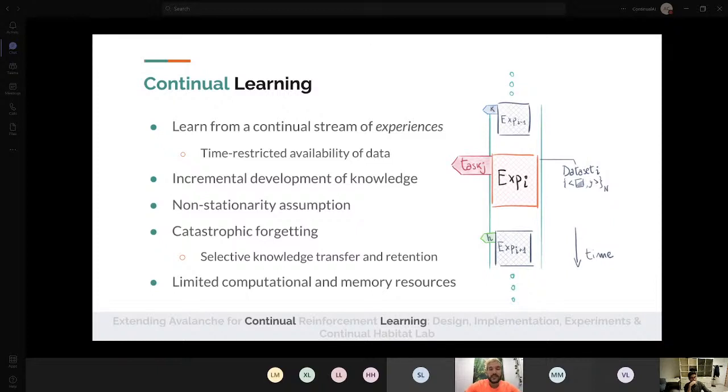Continual learning tackles the challenge represented by catastrophic forgetting, so the tendency of artificial neural networks to forget what they've learned before upon arrival of new information. And obviously we have to do that in a limited computational and memory budget.